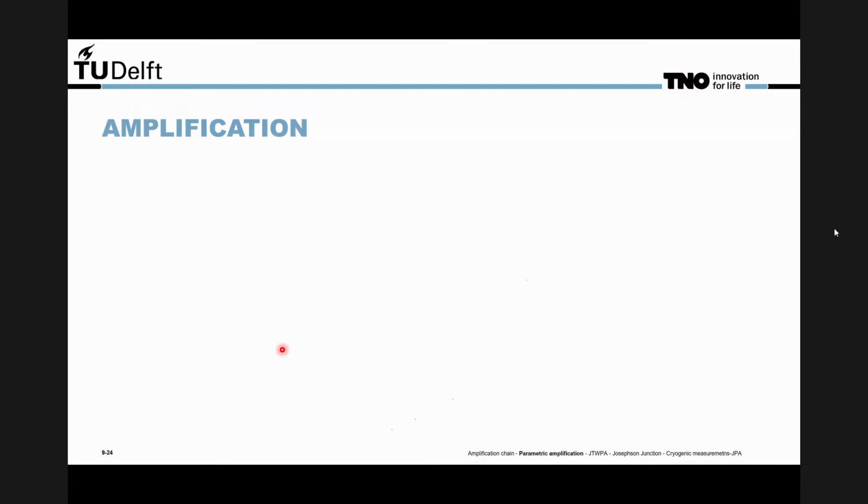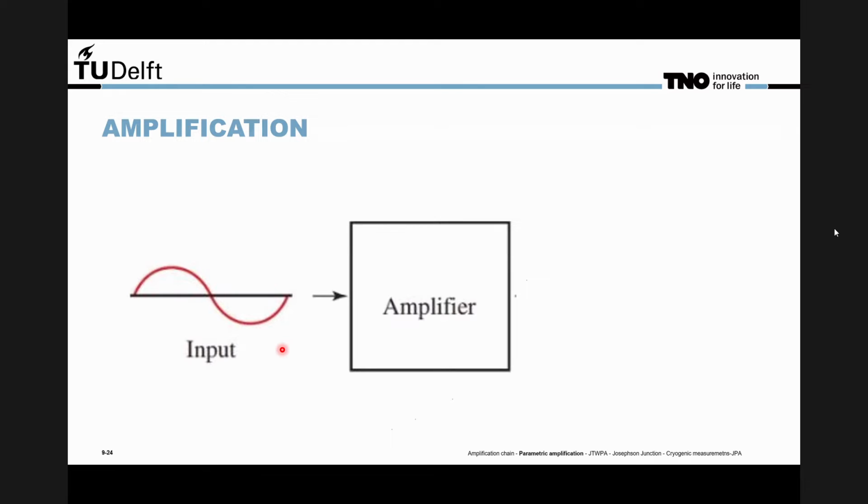So to get more technical about amplifiers, here we have an input signal. This can be anything we're interested in, but usually it's just a voltage or a current. We let this go through an amplifier, and the output of the amplifier gives us a larger version of the signal. So we see that the amplitude of the signal is increased, but the frequency remained the same.